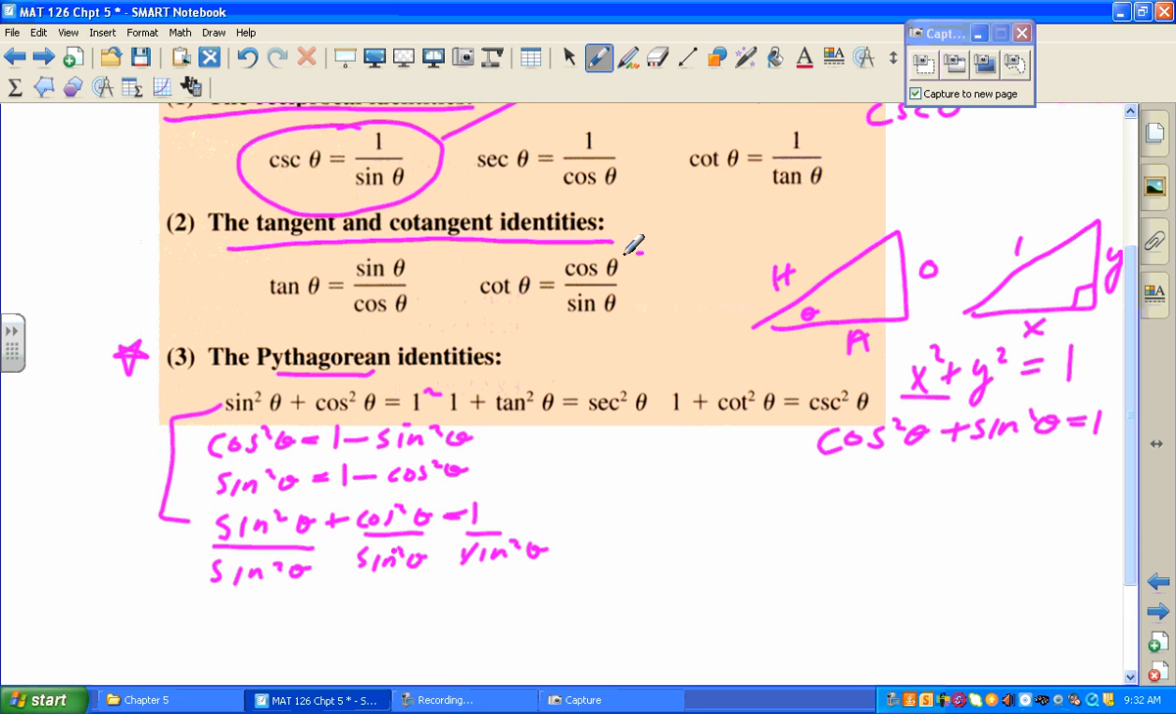People just wrote this down without even reading it. Do you believe that? I do too. I've seen it before. If you put a squared here and a squared here, wouldn't you be obligated to put a squared there? Yeah. What is 1 over sine squared equal? The cosecant squared. That's where this identity comes from.